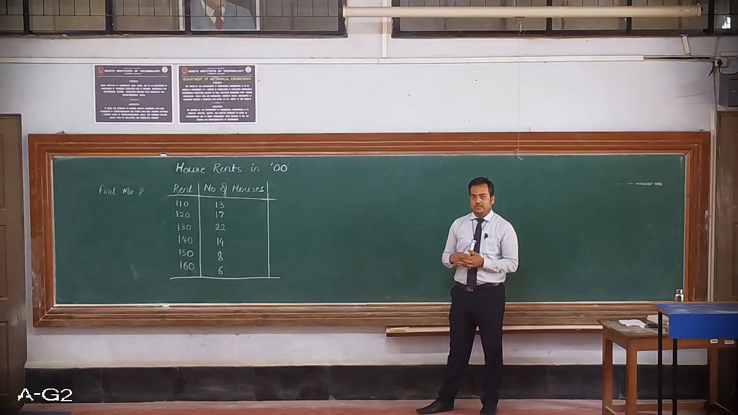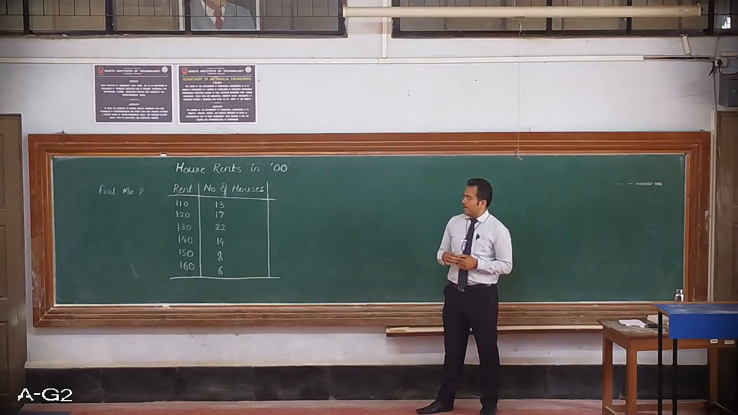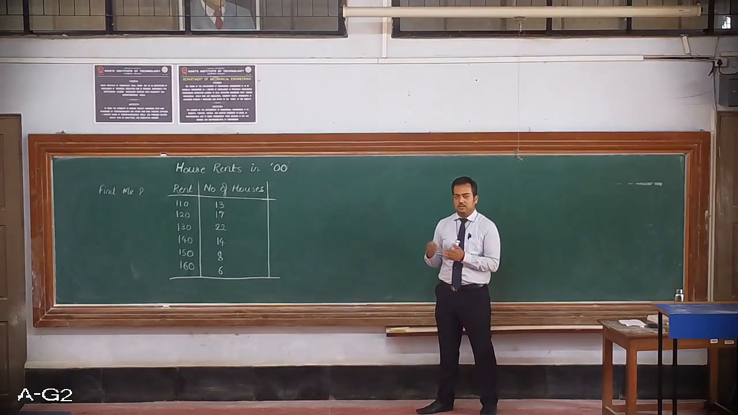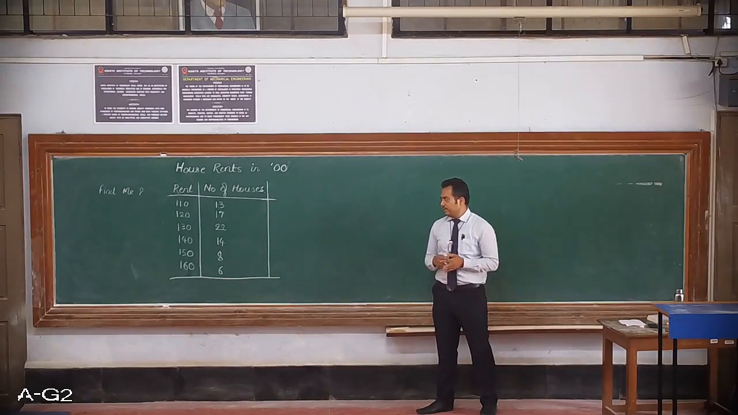Welcome back. Now this is a new problem to find the median, and here we'll try to find it by using the graphical method. The problem is like this: house rents in hundreds are given. So 110 hundreds means in short 11,000. There are 13 such houses with 11,000 rent, then 12,000, 13,000, this way.